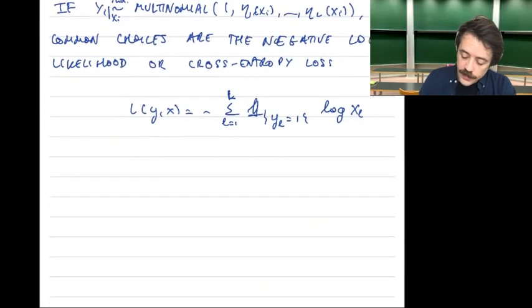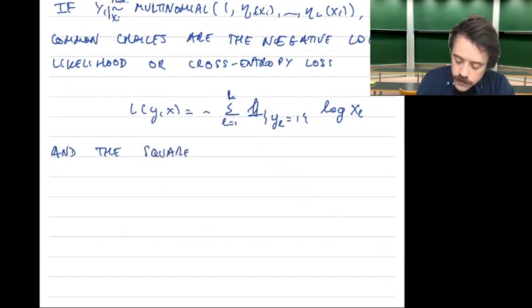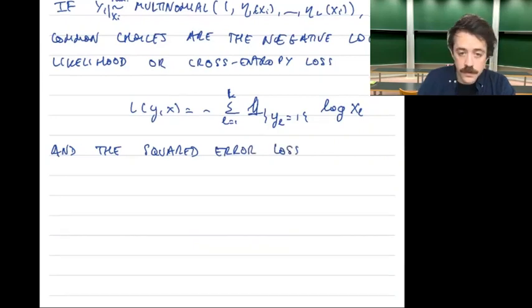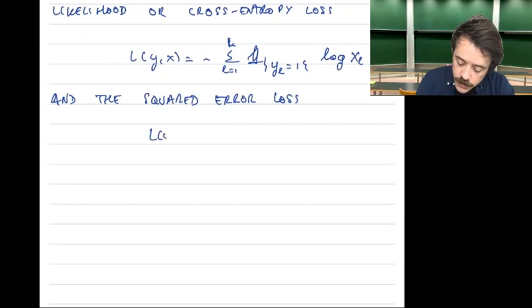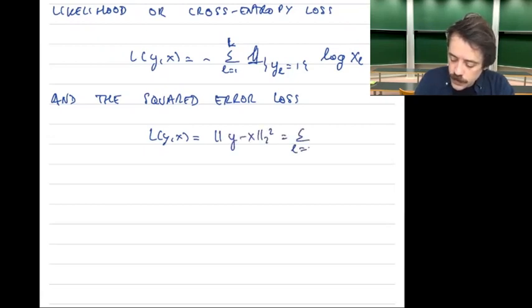And then the squared error loss, as you can imagine, is another one that is used. So, well, actually, let's write L2 first: minus the norm squared, the sum from 1 to L of y L minus x L, squared.